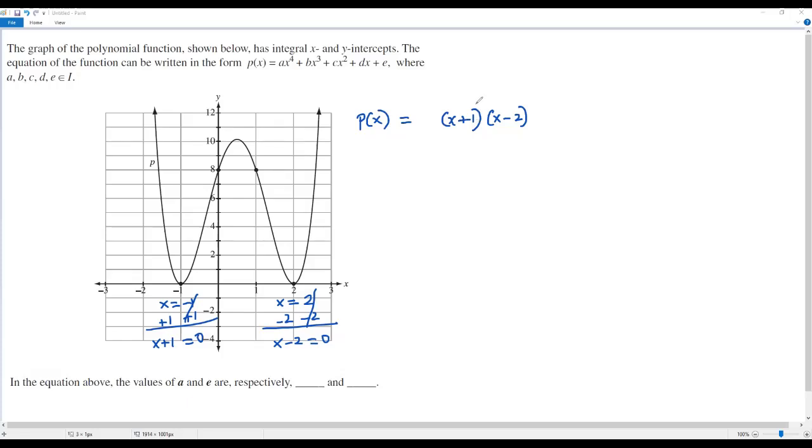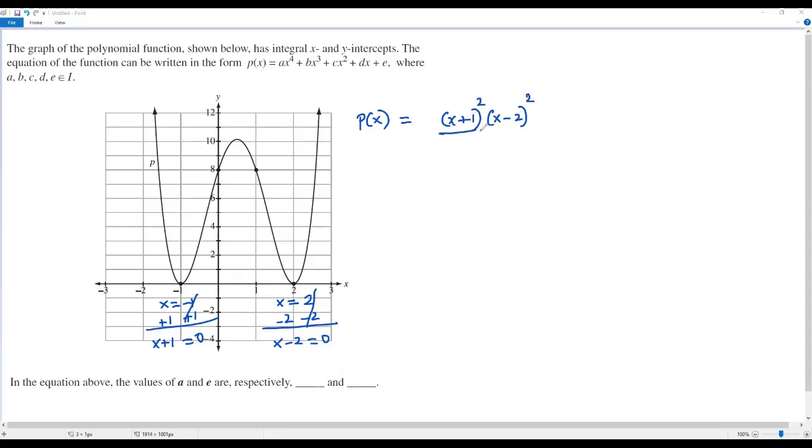So I can take 2 or 4 or 6 as the exponent for this factor x plus 1, and the same thing for this one. But the degree of the given polynomial function is just 4. So what exponent should I take for this one? It has to be an even number. So I can take 2 for this one, 2 for this one.